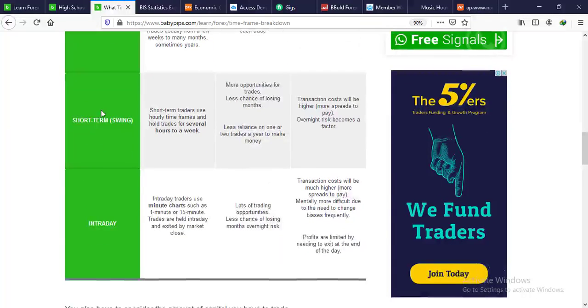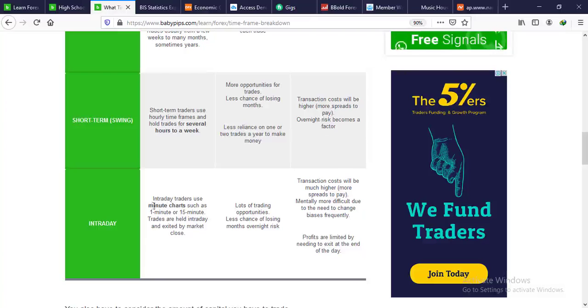Now short-term traders, or short-term swing trade. Short-term traders use hourly time frames and hold trades for several hours to a week. The advantages are more opportunities for trades, less chance of losing months, and less reliance on 1 or 2 trades a year to make money. The disadvantage is that transaction cost will be higher, with more spreads to pay. Overnight risk becomes a factor.